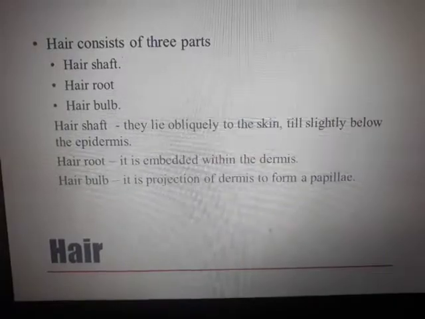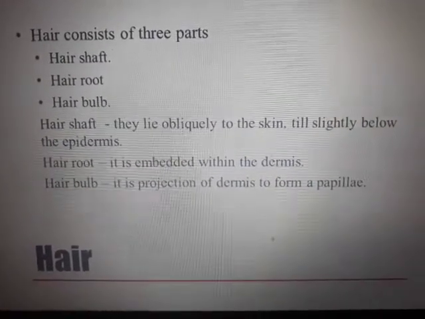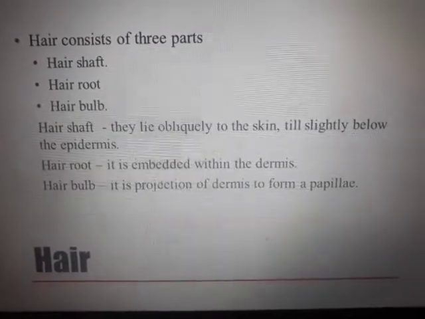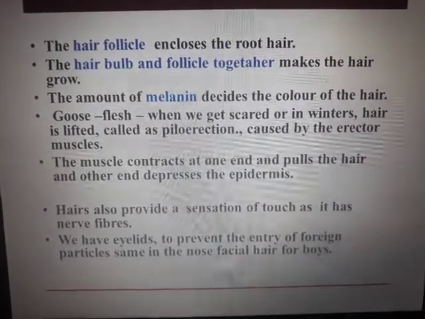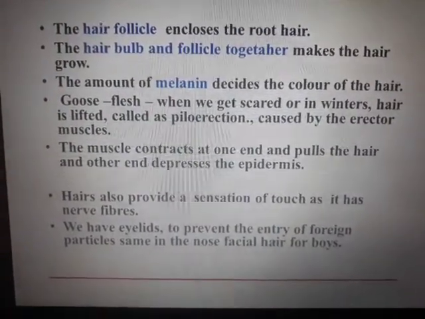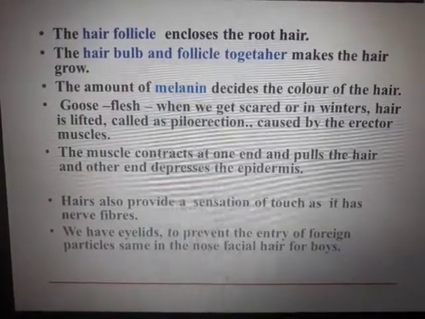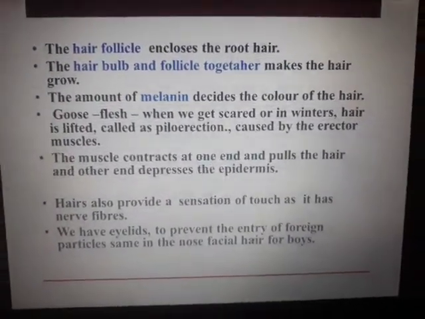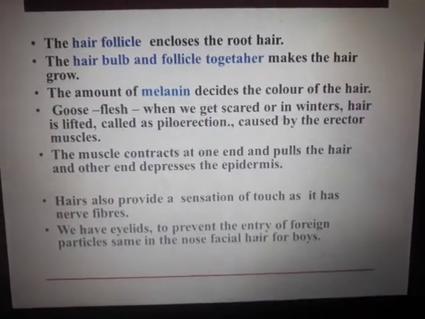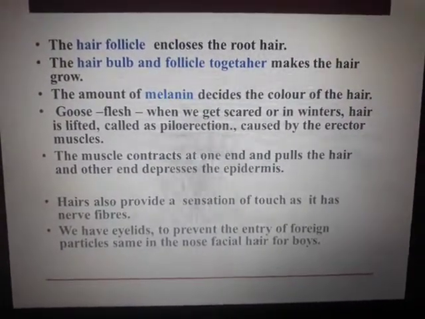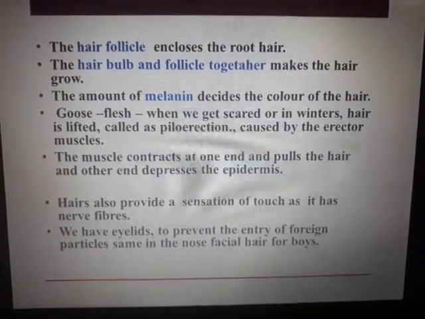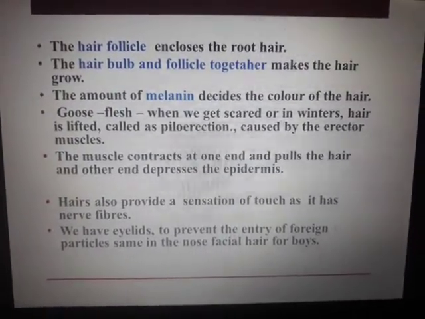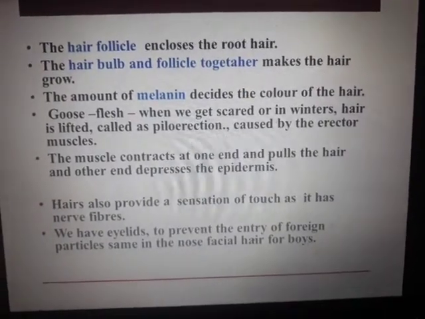And next part is hair root. Obviously it's a root structure. Down there it is embedded within the dermis. And hair bulb, it's a projection of dermis to form a papillae. We saw that. What is that papillae, right? A raised structure. So hair follicle encloses the root hair over here. The hair bulb and follicle together make up the hair growth. These are the parts where the growth of the hair happens, the hair bulb and the follicle. That is why those creams you apply have to reach your follicle, they say, right? So you need to give a nice massage to your head with that cream, whatever you are going to apply.